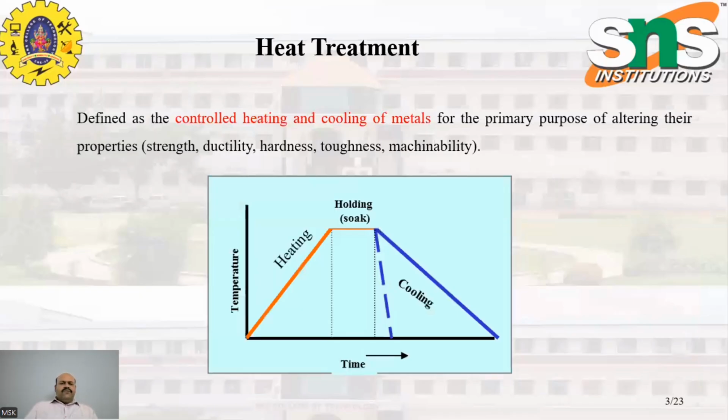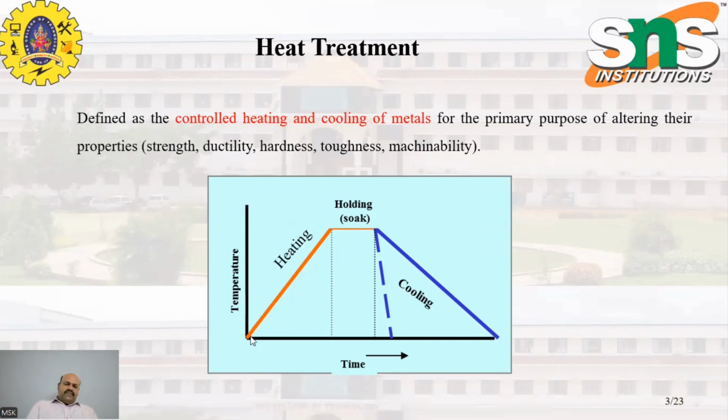So the definition goes very simple: it is defined as the controlled heating and cooling of metals for the primary purpose of altering their properties. As we said in the food item, whenever we have uncooked food, it will have a different property, and whenever you have cooked food, you have a different property. In the same way, the materials or the metals are being heat treated. We are applying a temperature.